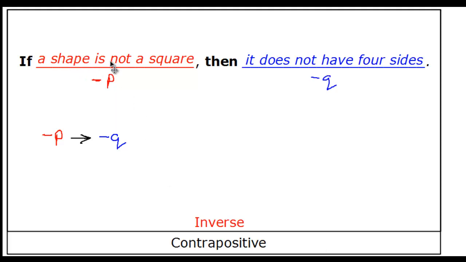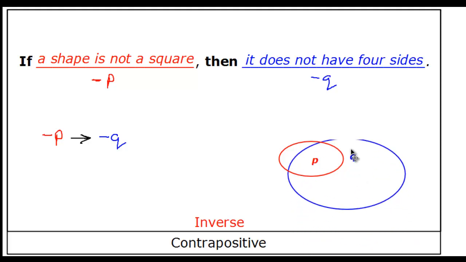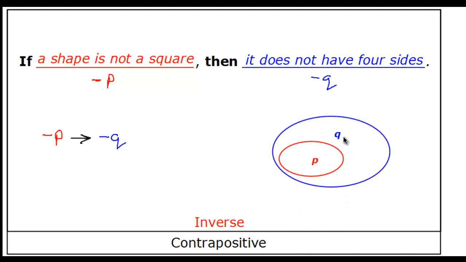Now, our hypothesis, our little part, our conditional part, is the P. Our conclusion is the Q. But what this specific statement says is that if we have a shape, now it's not a square, so it's not going to be inside this red oval. It's going to have to be outside of it.